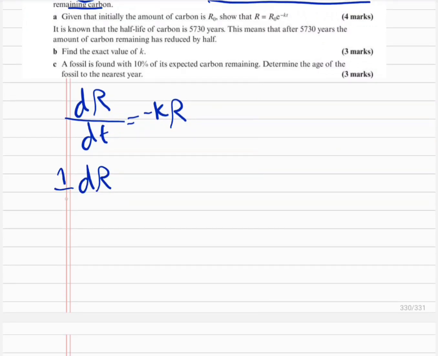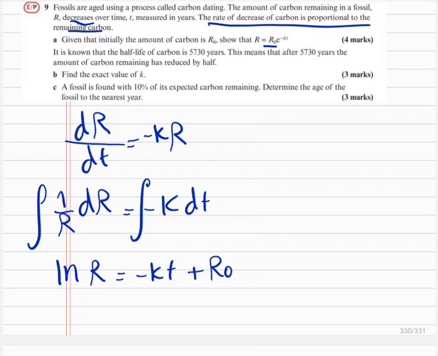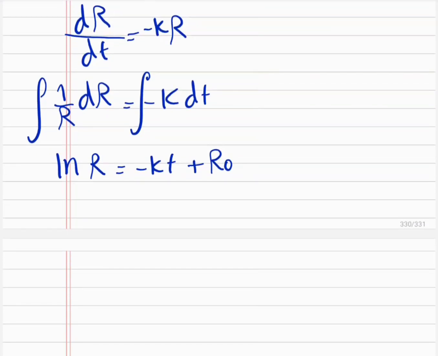We can divide both sides by R and also multiply by dt. So once we integrate, we'll have ln R on the left hand side. R is positive, so we don't need the modulus, and then minus k dt integrates to minus kt plus the constant of integration. We can use R0, that's essentially what they have used here. Or maybe it's better to use something like c. Again, these are just arbitrary constants.